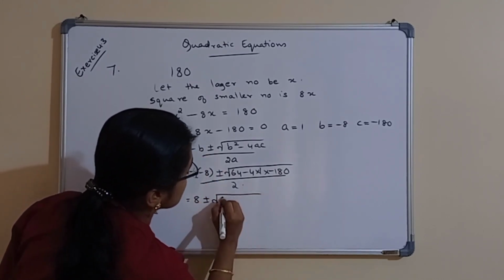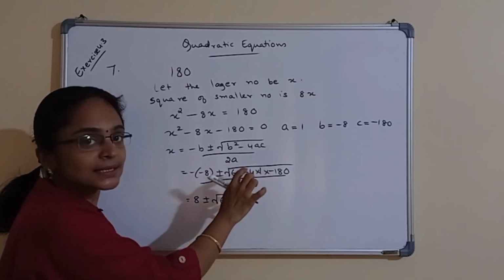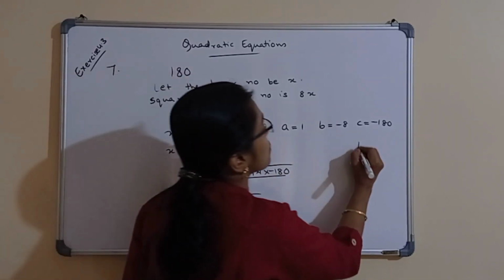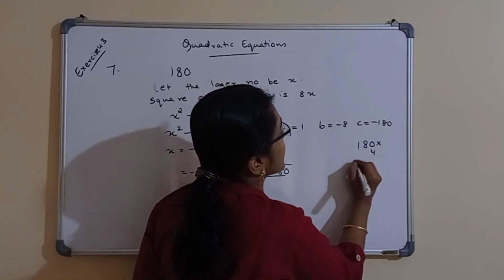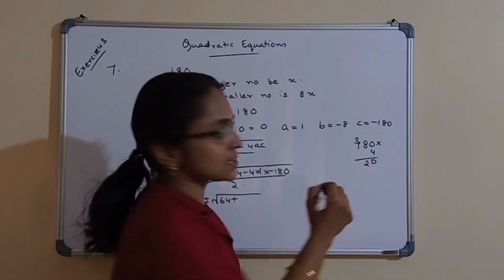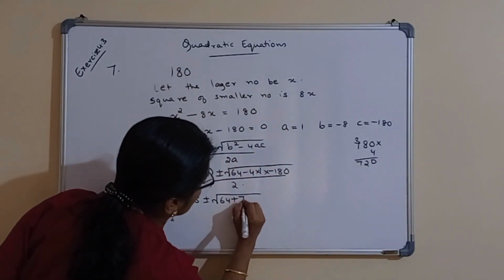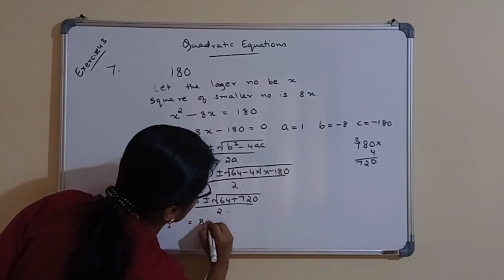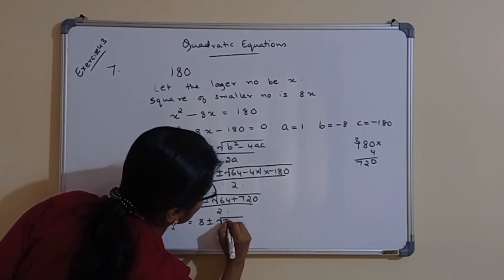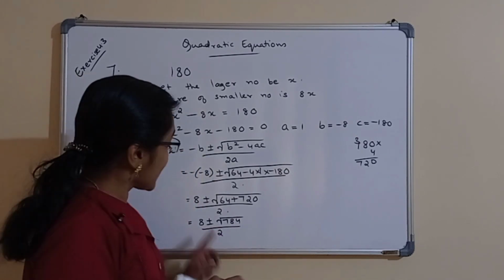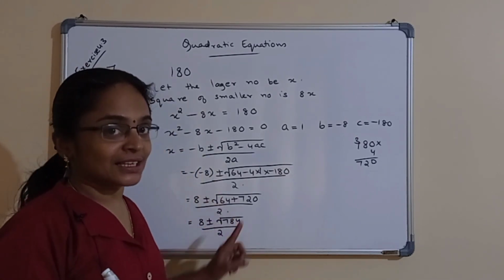So we will get this as minus of minus 8 is 8 and plus or minus root of 64, then minus into minus is plus and 4 into 180. So 180 into 4: 4 8s are 32, then 4 plus 3 is 7. So plus 720, by 2, which is equal to 8 plus or minus root of 784 by 2, right?